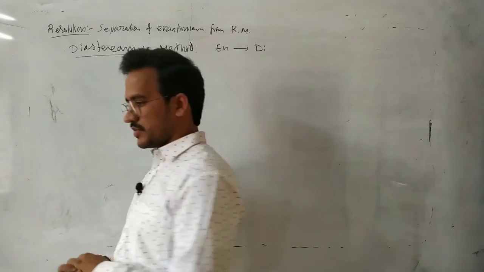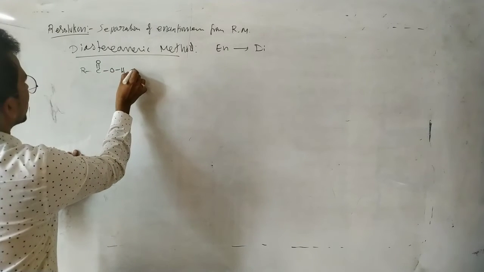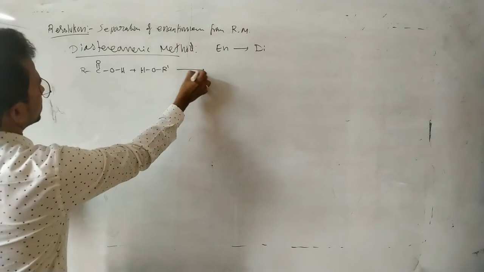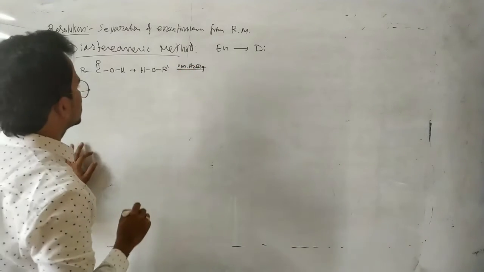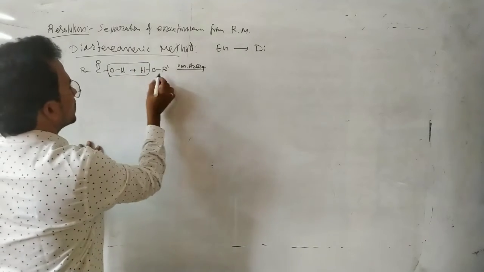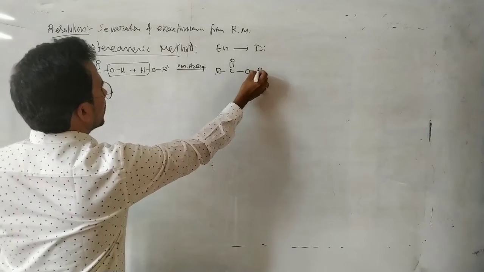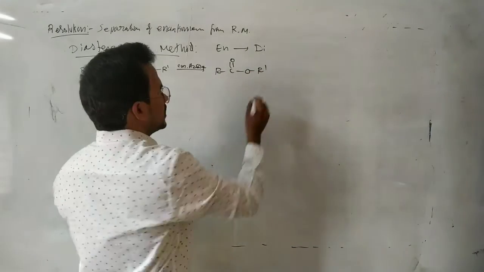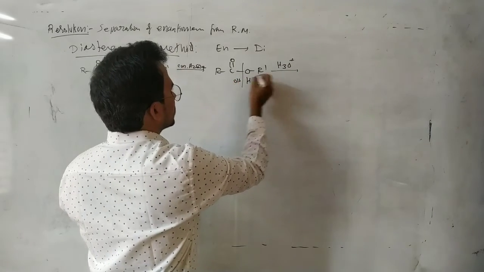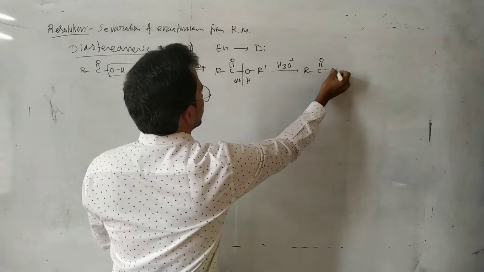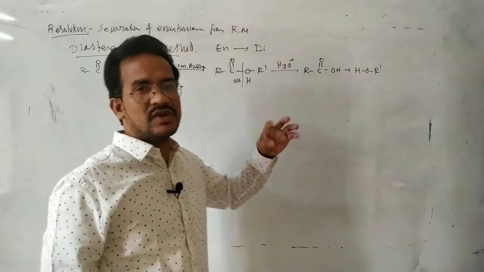Optically pure compound. Suppose here is a carboxylic acid and this is an alcohol, in the presence of concentrated H2SO4. There is a loss of a water molecule, dehydrated by the concentrated H2SO4. So RC double bond OR dash, an ester will be formed. Now this ester on dilution gives back the carboxylic acid, RC double bond OH, and the alcohol. Based on this reaction we can separate.